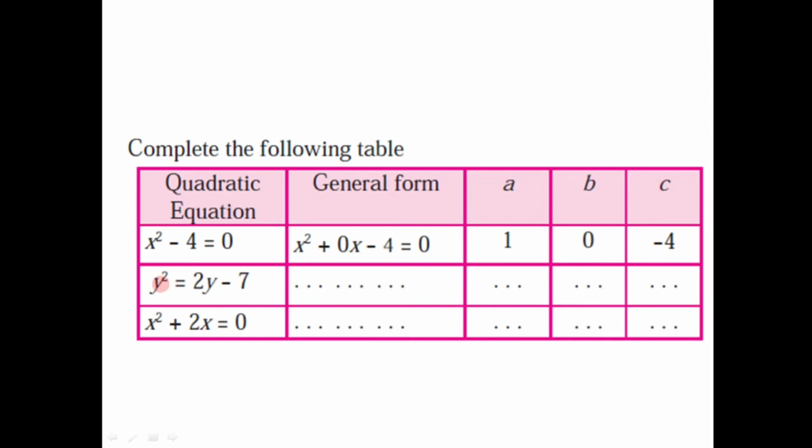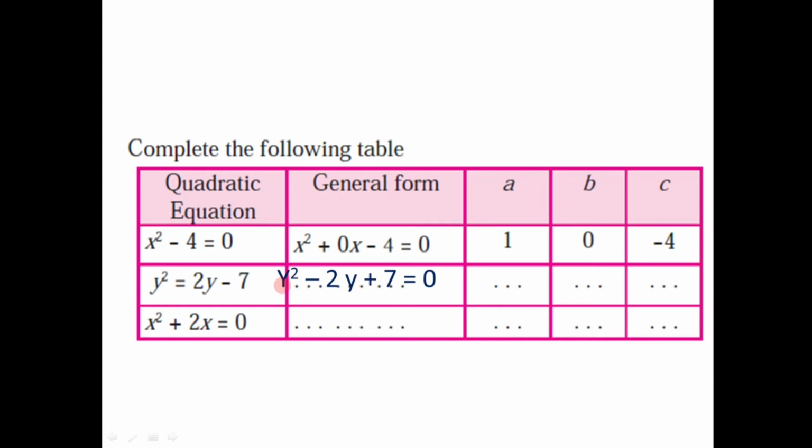Now we have to solve the second equation. y square is equal to 2y minus 7. So first of all, we have to write this equation in general form. For that, 2y minus 7 we have to take to the left hand side, so as to get the equation y square minus 2y plus 7 is equal to 0. Plus 2y going to the left hand side will be minus 2y. Minus 7 will become plus 7. So this is the general form of a quadratic equation.